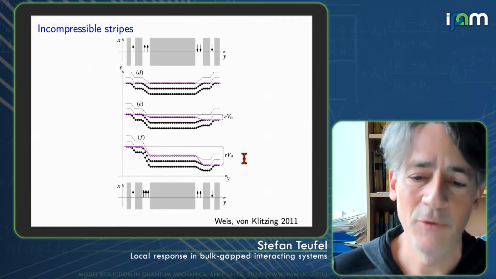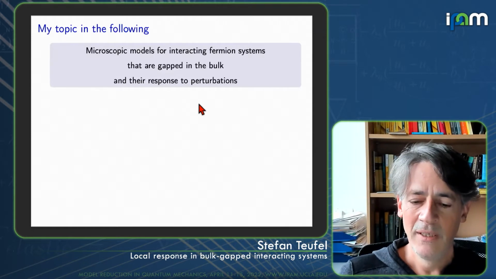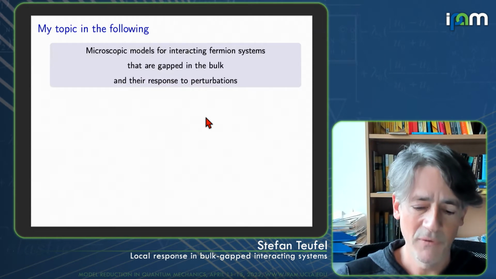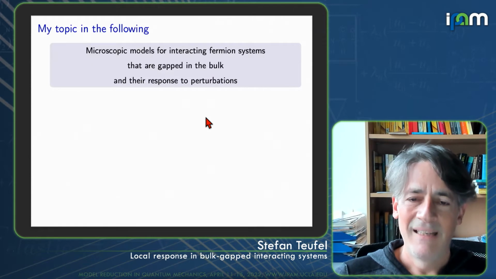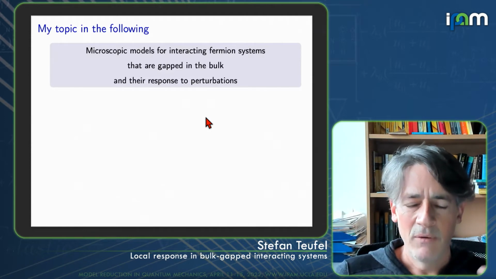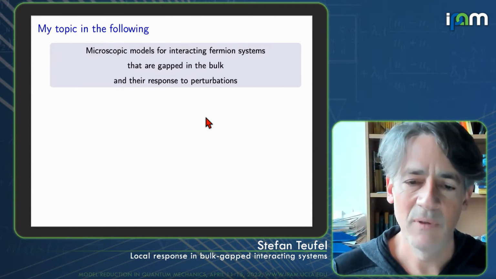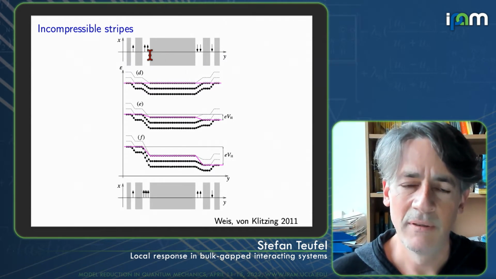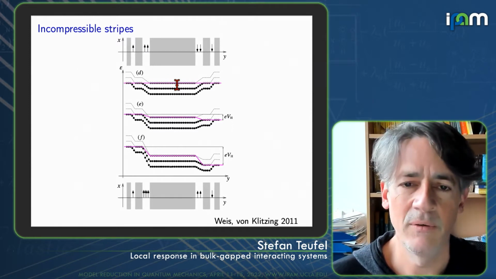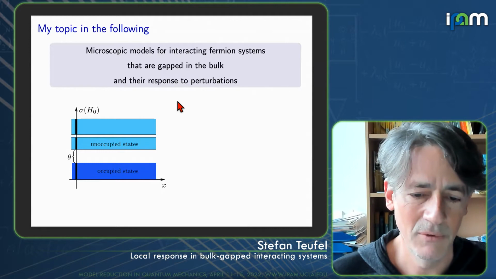Okay, good. So this was my introduction, and what I would like to do now is show you microscopic models for systems of interacting fermions, because I think for non-interacting fermions, most things are well understood, that are gapped in the bulk, and I will say precisely what I mean by this, and ask how these systems respond to perturbations. But the idea is really we want to describe electron gases which are in such an incompressible state, and understand how they respond to perturbations. So before going into math, let me give you one more picture.